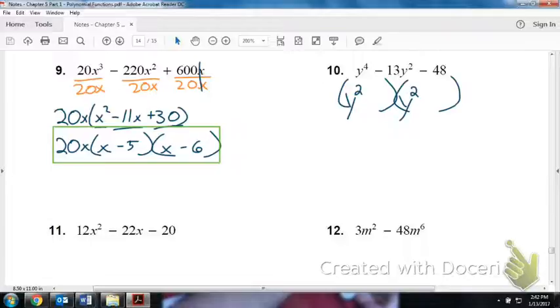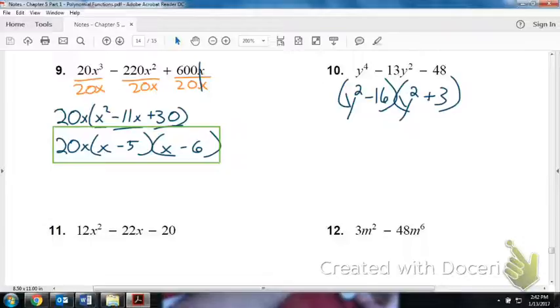Two things that multiply to 48. Well, 6 times 8 is 48, but they don't add up to 13. 16 times 3. Yeah, that would be a negative 16 and a positive 3. Those will multiply to a negative 48, and they will add up to a negative 13.